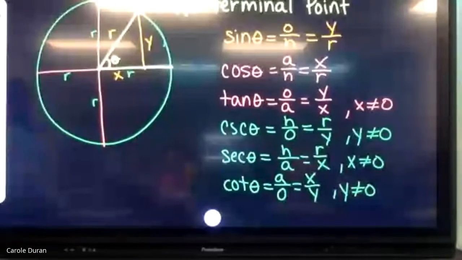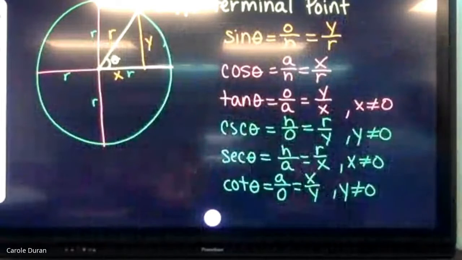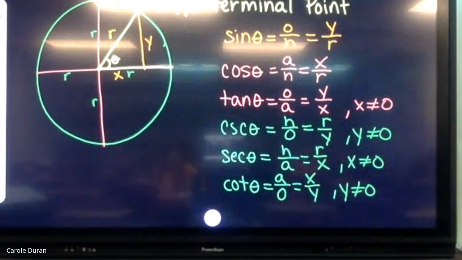So if I'm talking about my trigonometric ratios in terms of a circle, I'm talking about x, y, and r. I'm no longer thinking about O, H, and A.